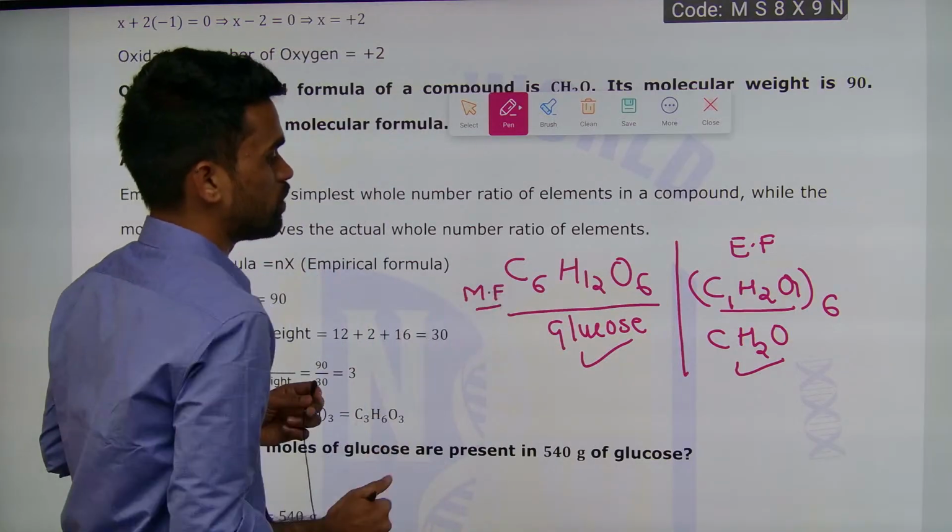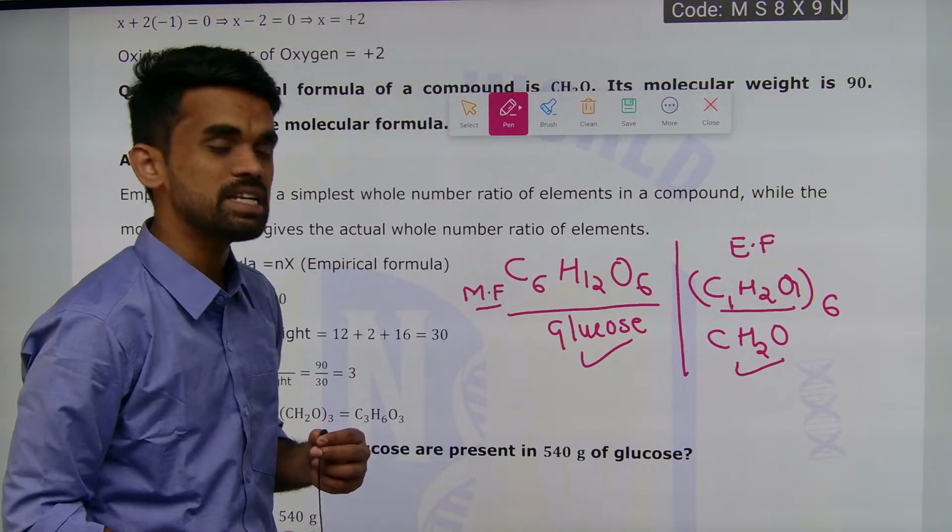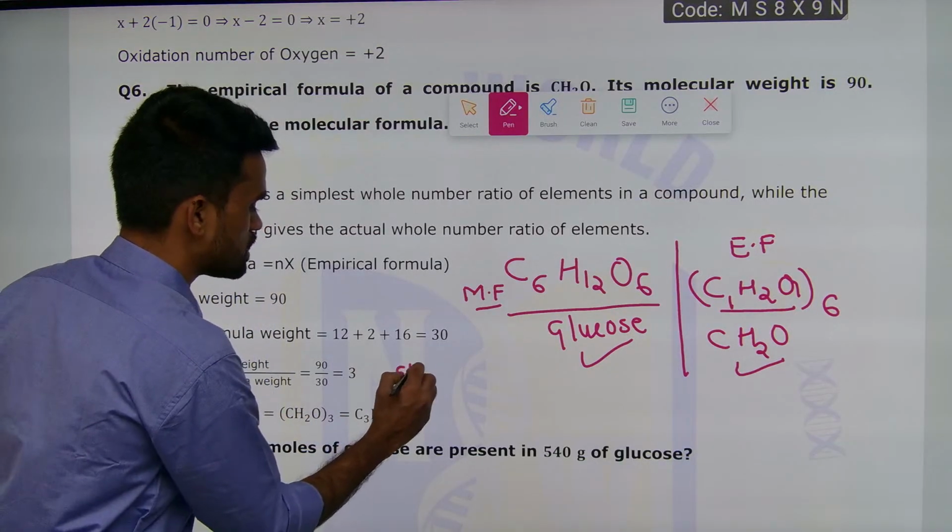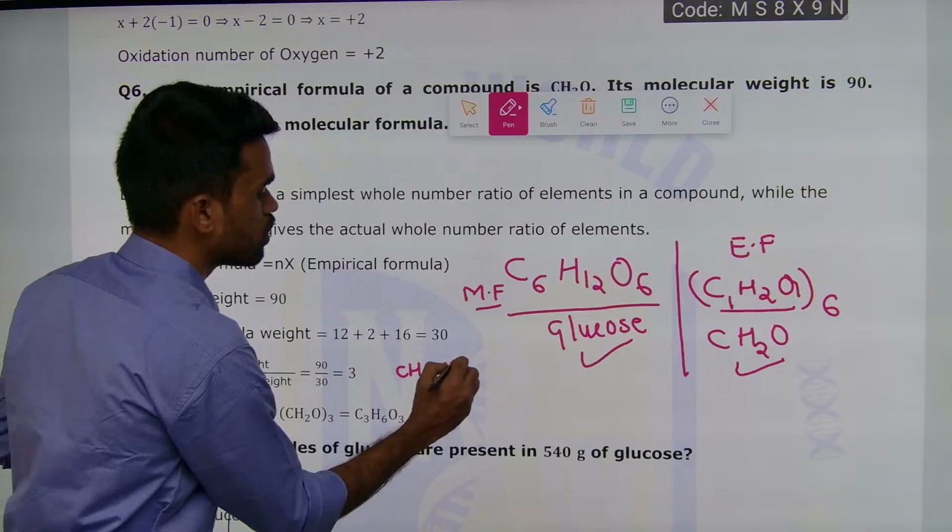So let me give you one more example. I will be writing acetic acid. What is the formula of acetic acid? Like CH3COOH you are writing now.